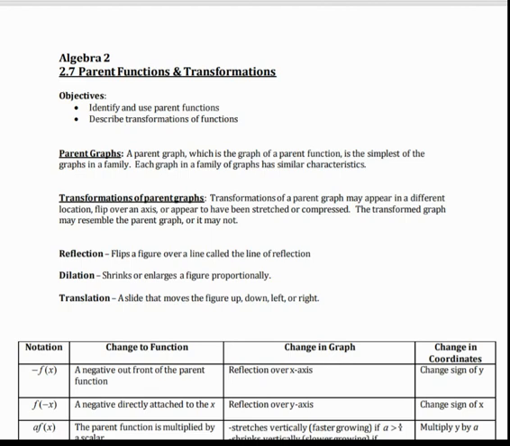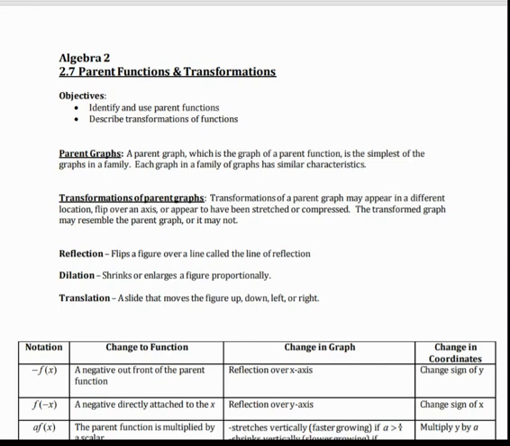The parent graph is the one that's most basic, and then other members of its family have similar characteristics, but maybe it's steeper, or maybe it's over to the right in quadrant 1. Maybe it's down below in quadrant 4. But our parent graph is the one that we base all parabolas around, or all linears around, or whatever function it is, it's the most basic graph of that family.